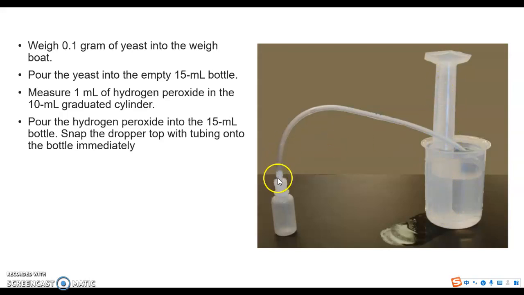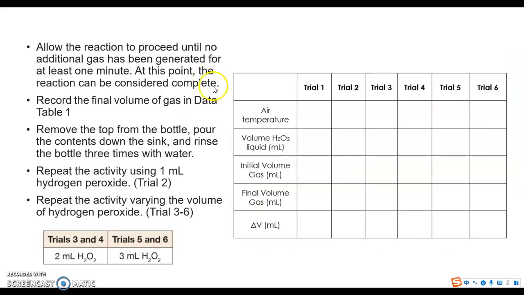Make sure all the tubings are connected well, and allow the reaction to proceed until no additional gas has been generated for at least 1 minute. And then we can call it the end of the reaction, and you can record the final volume of the gas in the data table.